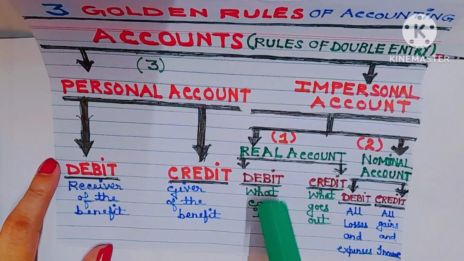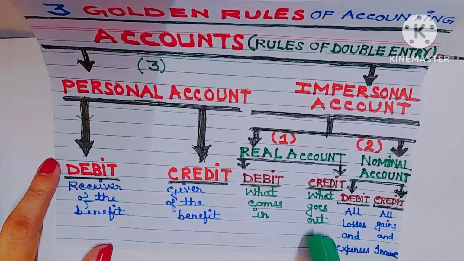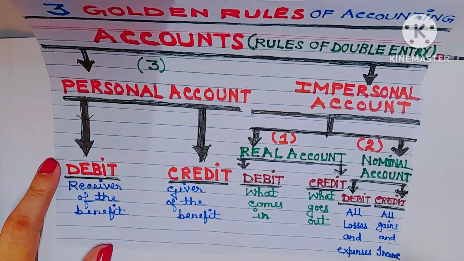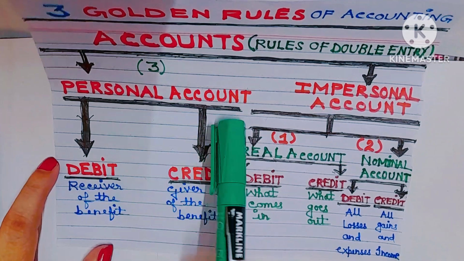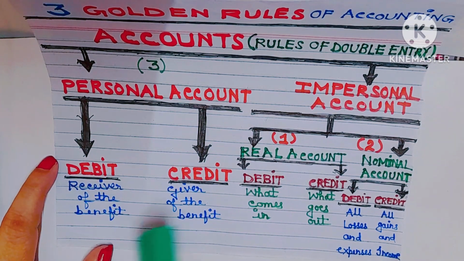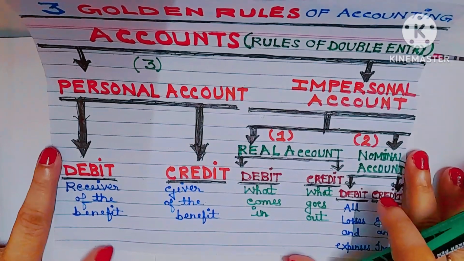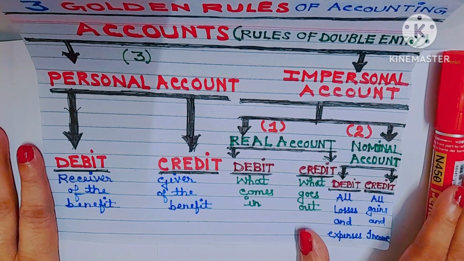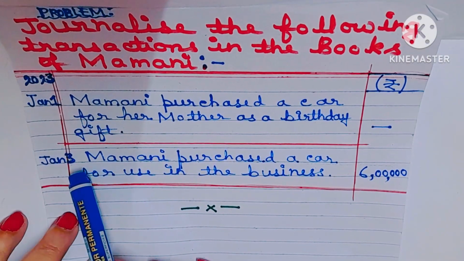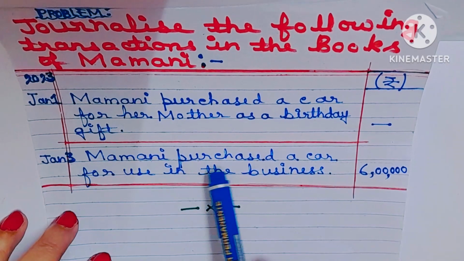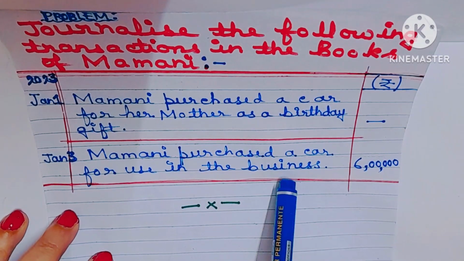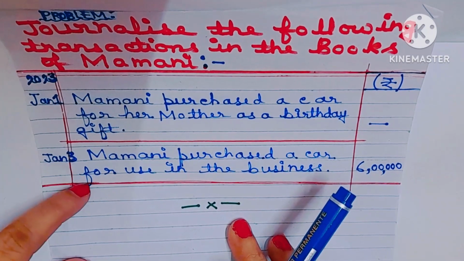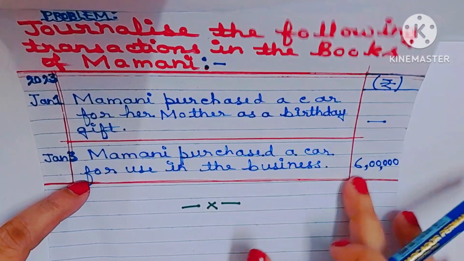Number 1, real account. Debit what comes in, credit what goes out. Number 2, nominal account. Debit all losses and expenses, credit all gains and incomes. Personal account. Debit the receiver of the benefit, credit the giver of the benefit. Please memorize this chart. This is very, very important. Now see. On 3rd January 2023, Mamuni purchased a car for use in the business, 6 lakhs. This is a transaction because we can measure this economic event in terms of money, 6 lakhs.